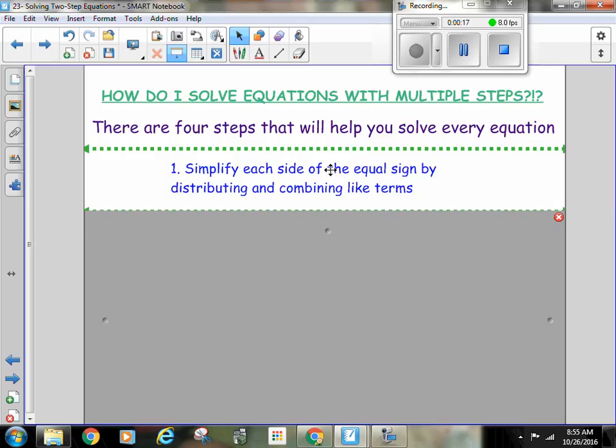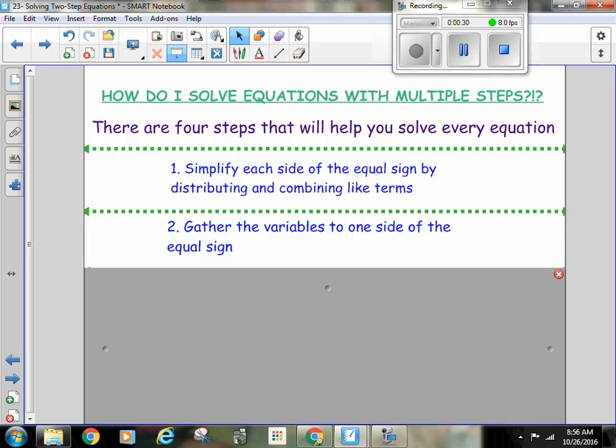Step 1, first thing you would do, this will work for any equation, is to simplify each side of the equal sign by distributing and combining like terms. We're not going to see any of these today, but you will in the future. Gather the variables to one side of the equal sign. So if you have a variable on each side, you need to add or subtract it to move it to the other side.